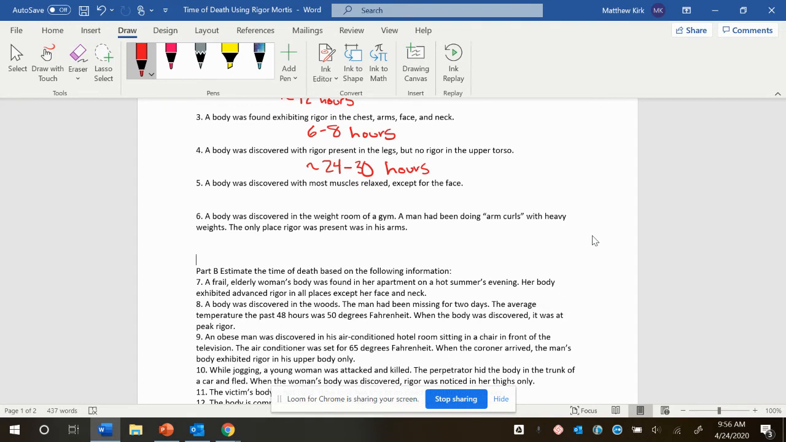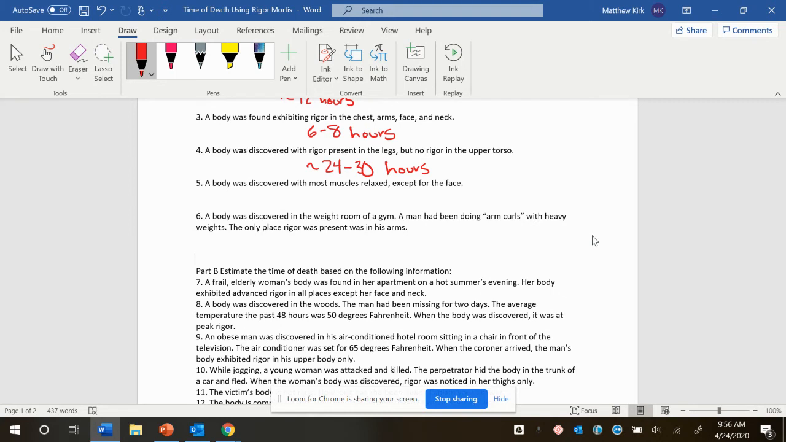Again, we're not told anything about temperature or activity or body size. We're just given the general description of rigor. So anywhere from 20 to 30. If you had any number in that range or an estimate similar, that would be fine.